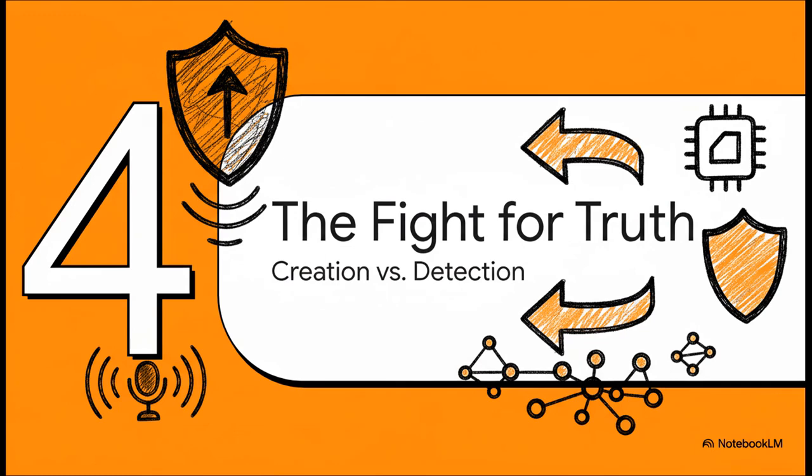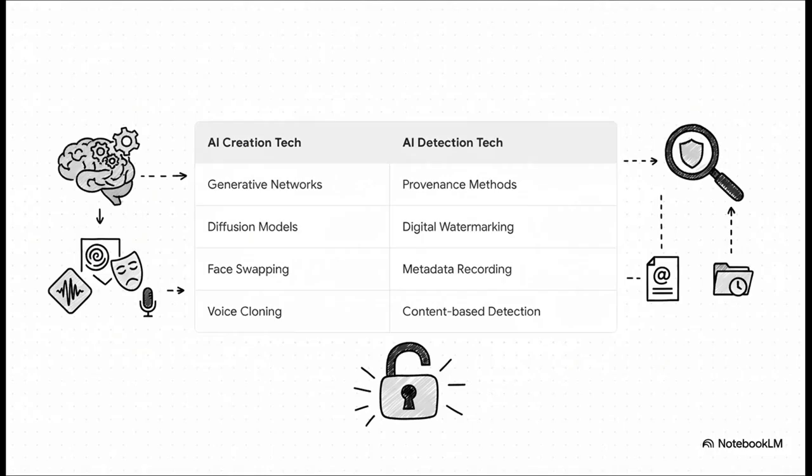Okay, so this all sounds pretty bad, I know, but it's not a complete story of doom and gloom. It's more like an arms race. For every new way someone invents to create a fake, someone else is working on a new way to detect it. The fight for truth is very much on. And you can see that race right here.